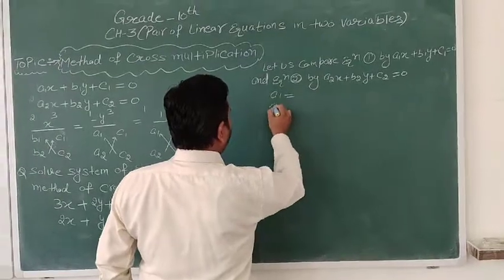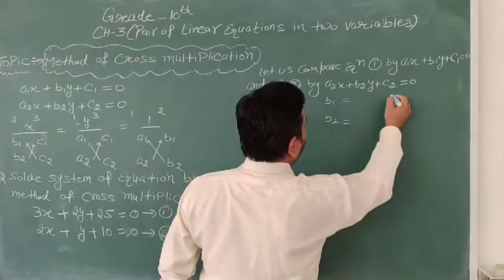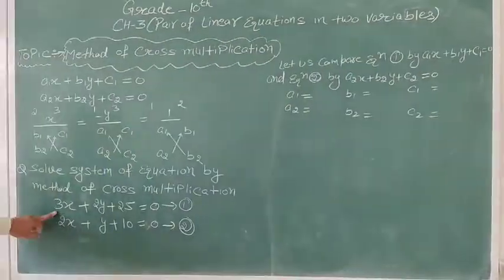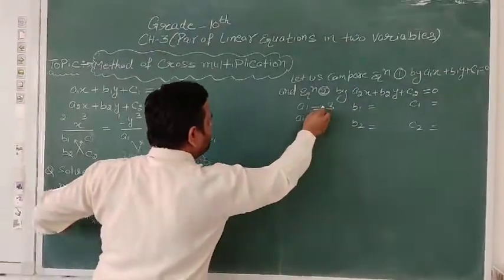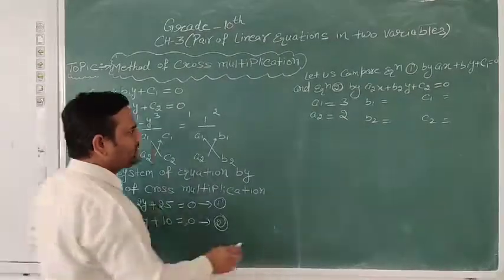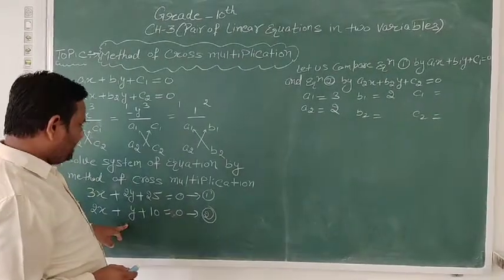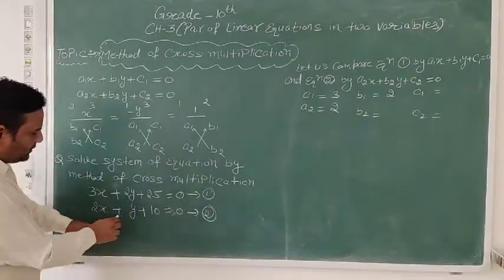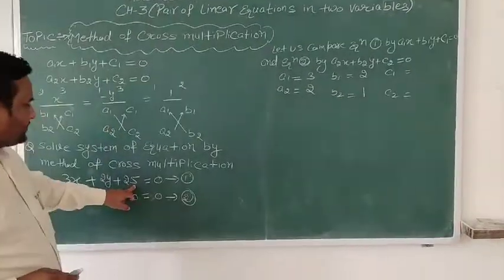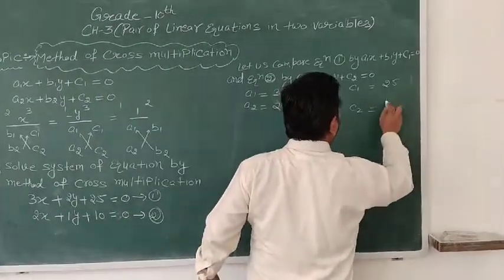a1, and here I am writing, students, a2, then b1, then b2. Later on I am writing the values c1, c2. Let us write the values. a1, you can see the a1 value, students, is 3, and the b1 value is 2. Then students, the c1 value is 2. b2 is the coefficient of y in the second equation, but here there is no coefficient shown. So what is the coefficient of y? 1. So I am writing here, students, 1. The c1 value, students, is 25, and the c2 value is 10. So I am writing here 25 and 10.